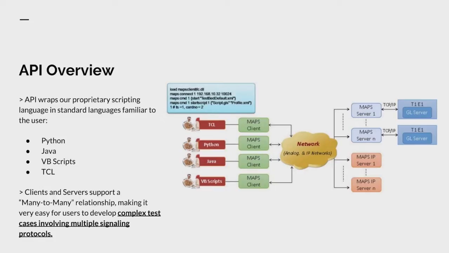The use of an API language also offers the advantage that it permits remote control over TCP/IP connections, and additionally, it offers a many-to-many relationship between clients and servers. So a single client script written in Python, Java, Tcl, or VB can control multiple MAPS servers at a given time. So you can control the call initiator and the call terminator.